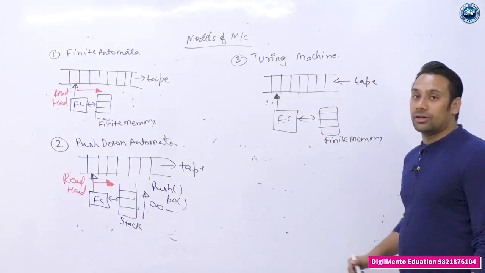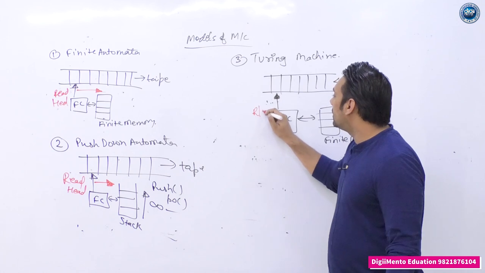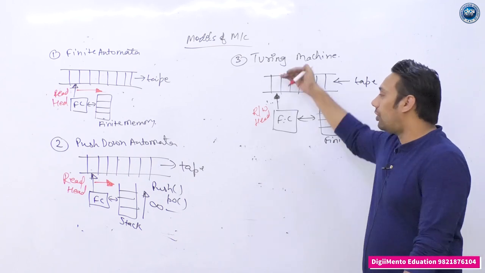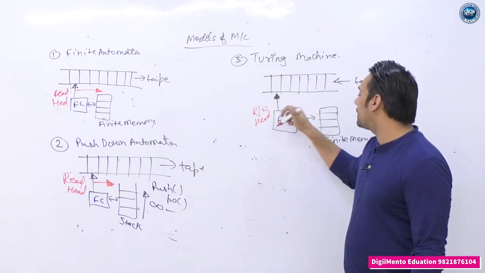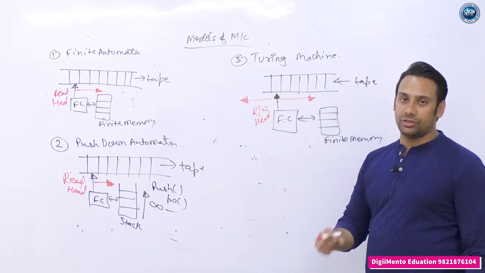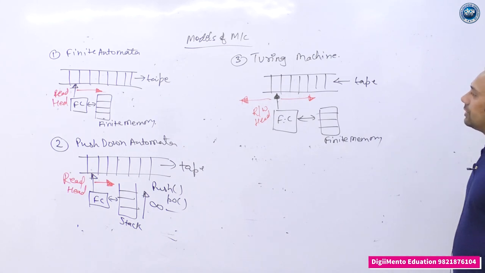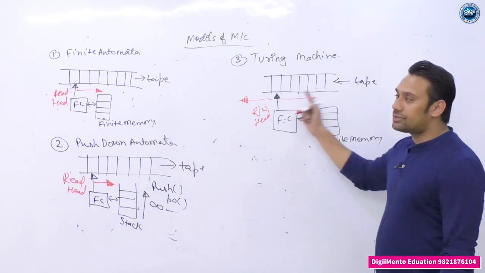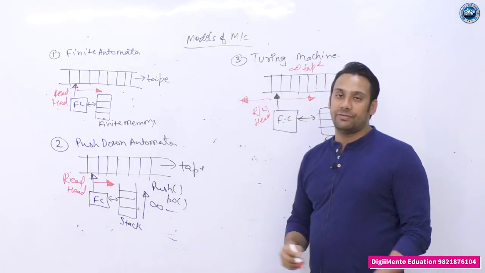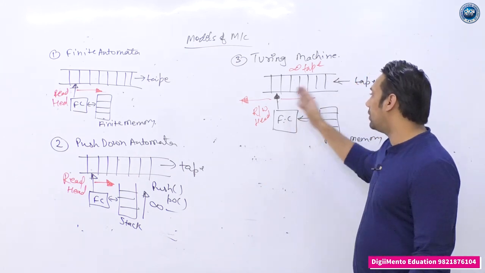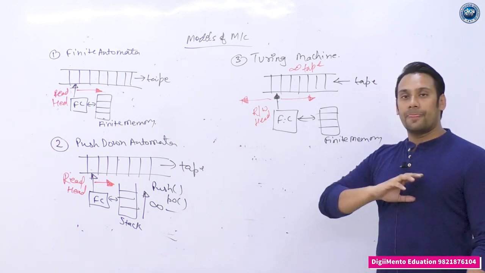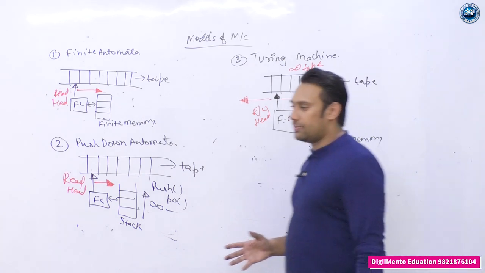Now in case of a Turing machine, this is a special case, because this is a read-write head. It can read as well as write on the tape, and secondly it can go in both directions. Ye dono directions mein ja sakta hai. Third, we consider that this tape is an infinite tape. That means it can go in the left direction as much as it wants, and in the right direction as much as it wants. There are no limitations whatsoever. Ye kitna bhi left ya right direction mein ja sakta hai.